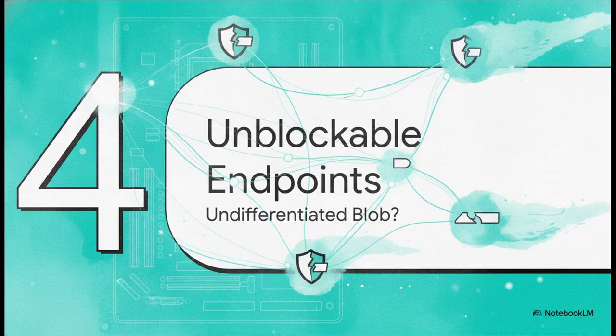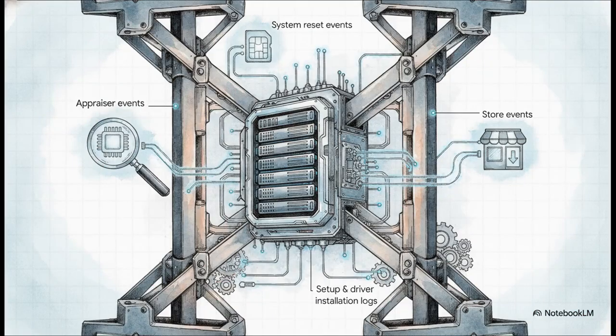Section 4. Unblockable endpoints and data. Visualizing the undifferentiated blob. Now, you might be wondering, does setting that value to 0 mean the machine goes completely dark and silent on the network? Not at all. People kind of tend to treat telemetry as this one giant undifferentiated blob of spyware. But an operating system inherently generates required baseline events just to stay alive.